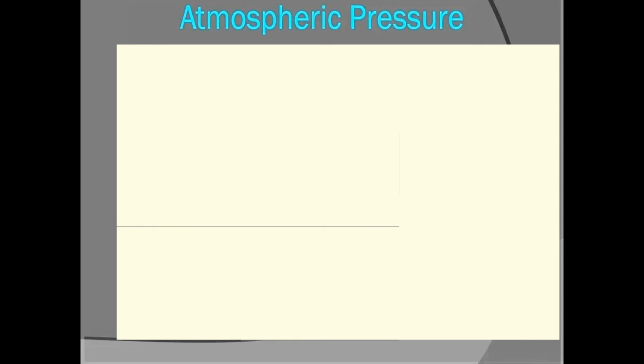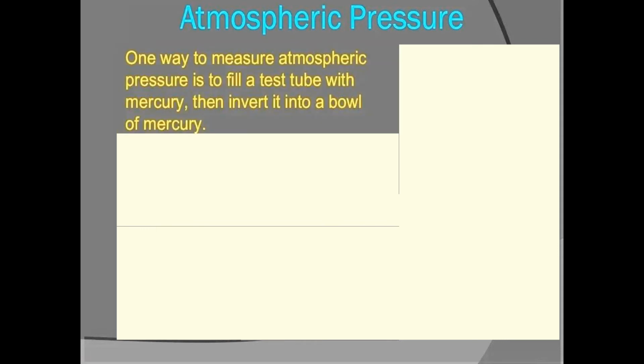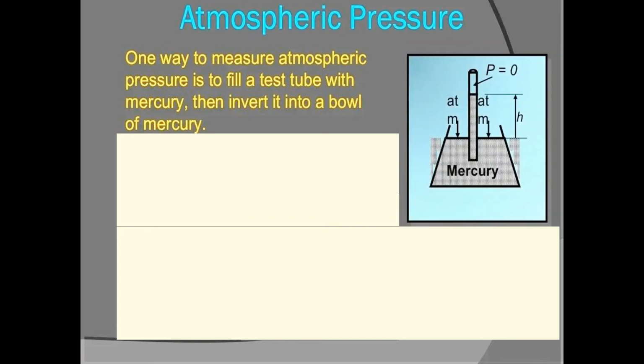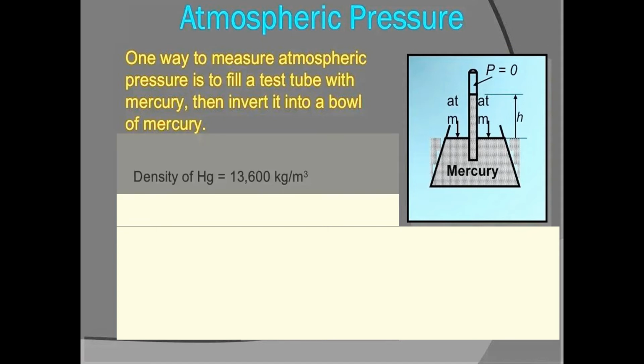Moving on to atmospheric pressure. One way to measure atmospheric pressure is to fill a test tube with mercury and then invert it into a bowl of mercury. We can generate a head here from that experiment. Recall that the density of mercury is equal to 13,600 kg per cubic meter.